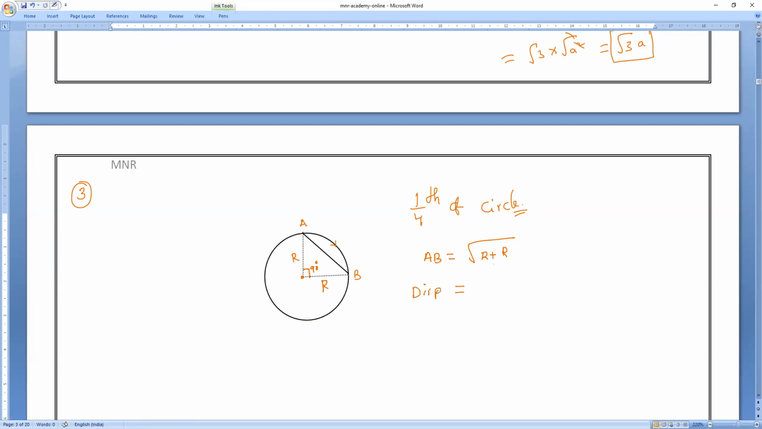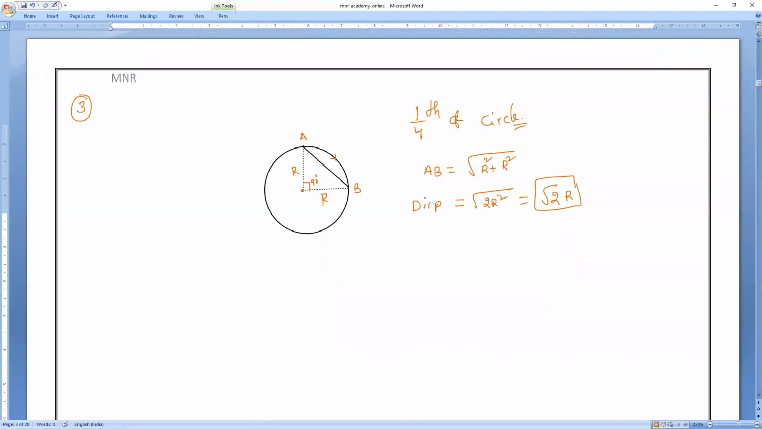Sir, R square plus R square. Yes, listen, R square plus R square, sorry. So which is equal to what? 2R square, which is equal to what? Root 2 R. Is it right or wrong? Find out. Clear? What you have to remember. Any doubt in this? Understood?